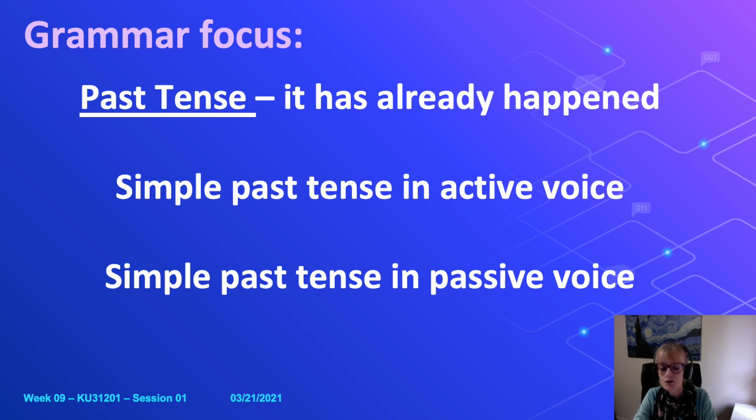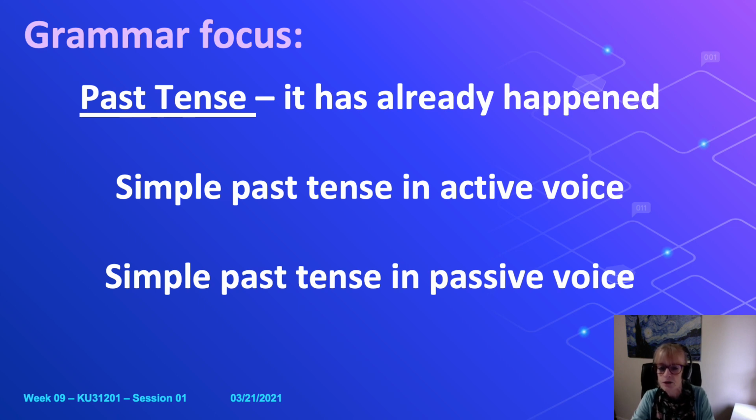Okay, now we're going to move on to our grammar focus for this week. This week we are having a look at past tense. If something's written in the past tense, it means that it has already happened. So when you read something in the newspaper or perhaps on Twitter or online, in a magazine, all of those things will be written in past tense because they're things that have already happened. They're not happening right now and they're not going to happen. They have already happened. So that's why they're called past tense.